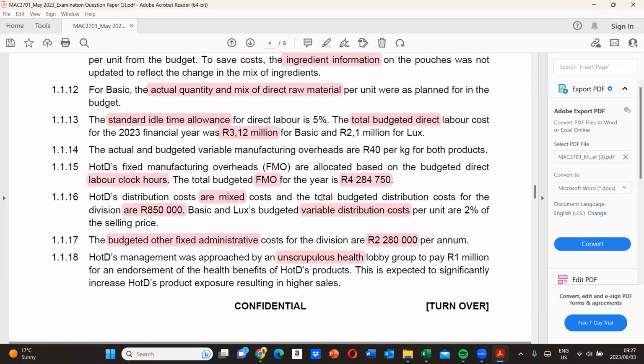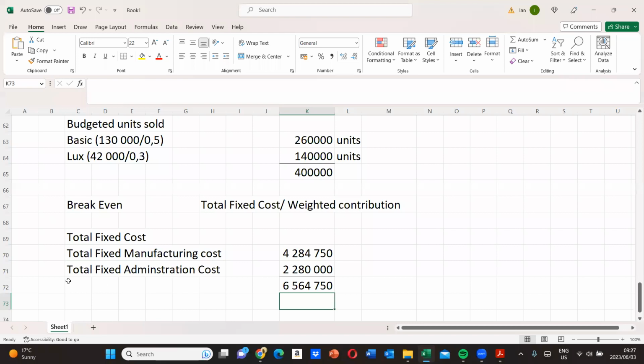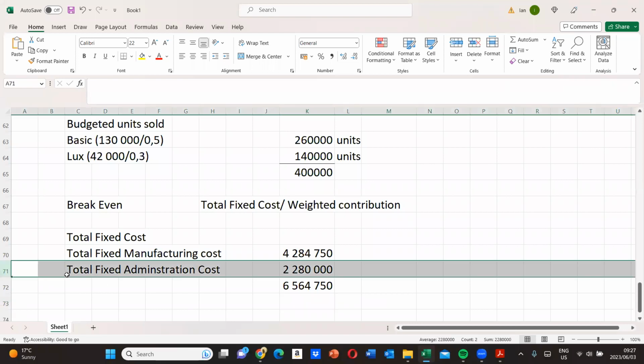The distribution costs are mixed costs, and the total budgeted distribution cost for the division is 850. Then the budgeted variable distribution cost per unit for Basic and Lux is 2% of the selling price. So these are the things that you should watch out for in the exam. It's important, guys, that you take note of that. So we need to add, right? The list is not complete. We did not include the distribution cost.